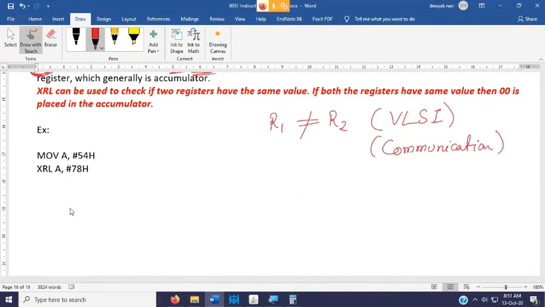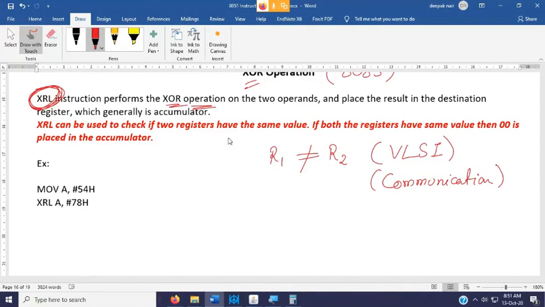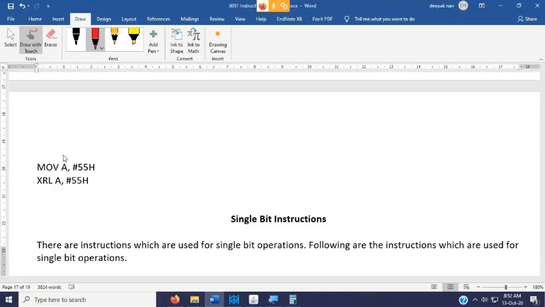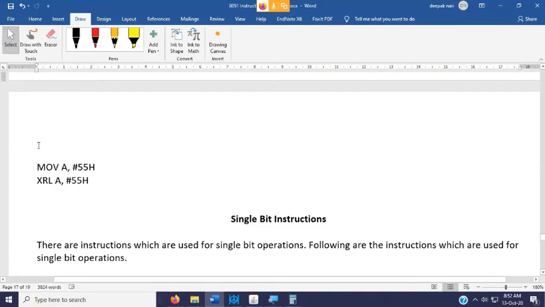For example, when we XOR two numbers which are same, remember, if two registers have the same value, then after XORing you will get 0. This is one of the most important features. So if two registers have the same value and you XOR them, you will get 0 in the accumulator. So by looking at the 0, you can say that these two registers had the same numbers. Otherwise it will not give you 0. Okay, let us just see a simple program. This one.